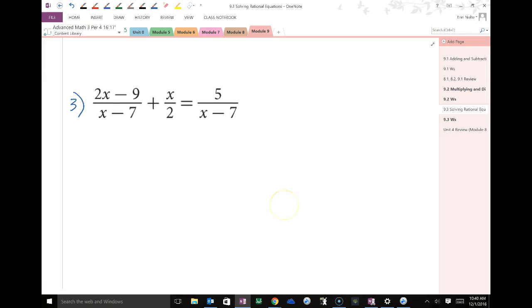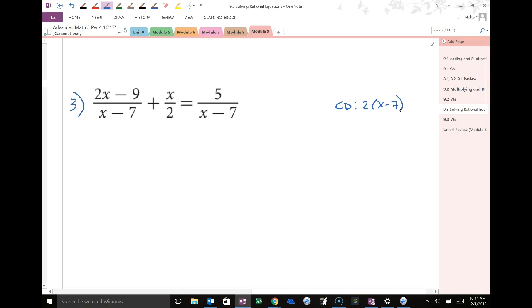Okay, so if we are adding fractions at all, what do we need to have? A common denominator, okay? So now what I'm going to do that's a little bit different is that I am going to get a common denominator for all 3 fractions. I want everything to have the same denominator. Okay, so what is my common denominator for all 3 pieces? 2 and x minus 7. I'm going to keep it factored.